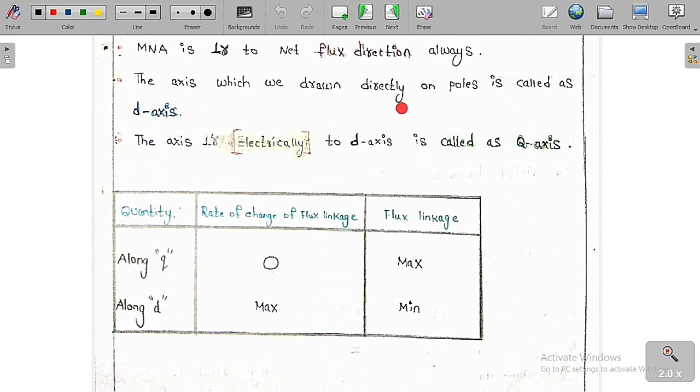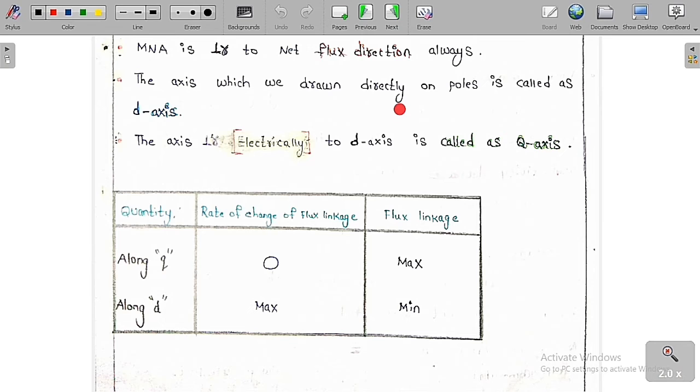But if you connect the load, then definitely the armature winding will have some current. Because of that, armature flux is going to be produced. So the field flux and the armature flux are both going to interact with each other. So there is a distortion in the overall flux, and the overall flux direction is going to change. And if you draw an axis which is perpendicular to this net flux, that is called the MNA.